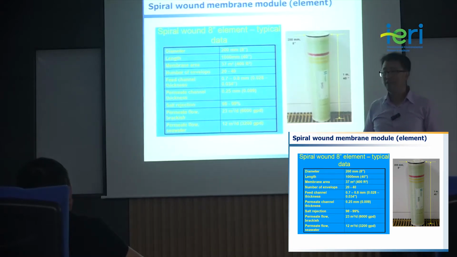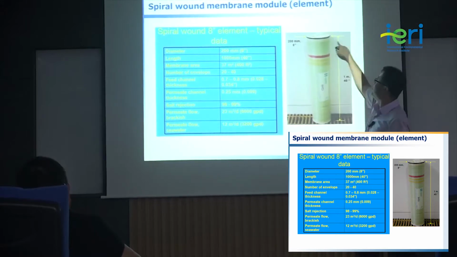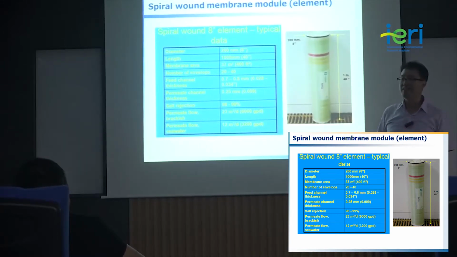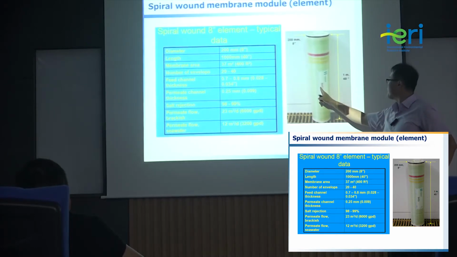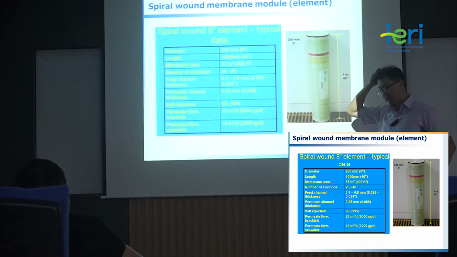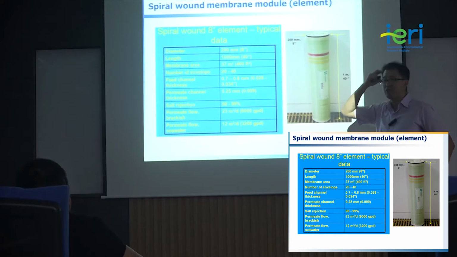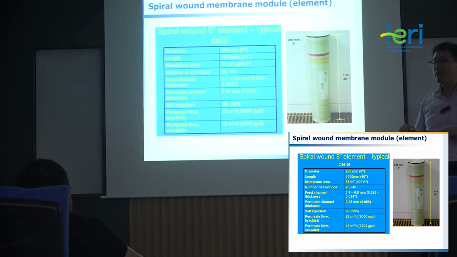In this plant, they are using the 16-inch membrane, like this one, much bigger. And this is the SWC3 element, made by Hydranautics, the company name. In this plant, they are using the membrane made by Toray Chemical Korea. The model name is CSM.